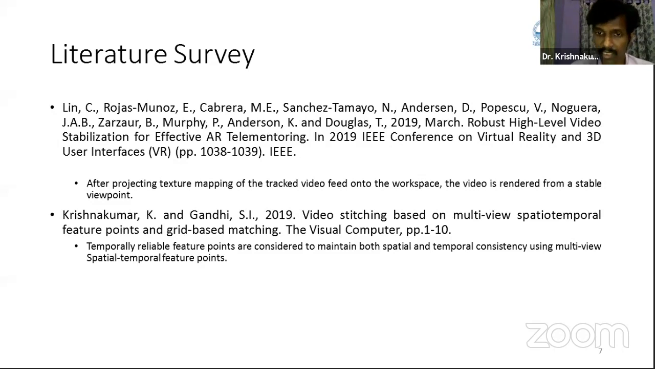So this literature survey is about the second issue which I have pointed out: how to reduce the jitter effect in the video while we are transmitting the video from a medium. Here we can use stabilization to minimize this jitter effect, and these stabilizations can be done by spatial and temporal information. About the spatial and temporal information, I would like to tell some points in the future slides.